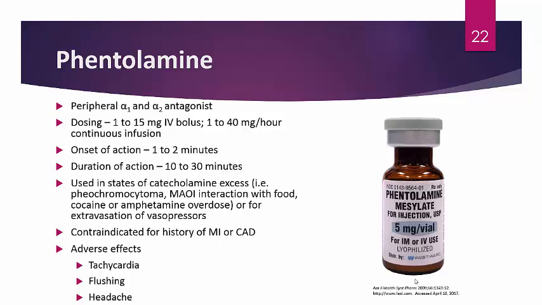The next agent we'll talk about is phentolamine. This is a peripheral alpha-1 and alpha-2 antagonist. It's dosed intermittently as well as a continuous infusion, though the intermittent dose is probably more common. The dosing for the intermittent dosing is 1 to 15 milligrams IV bolus. The continuous infusion dosing is 1 to 40 milligrams per hour. It has an onset of action of 1 to 2 minutes and a duration of action of 10 to 30 minutes. It's traditionally used most commonly in states of catecholamine excess, and this includes pheochromocytoma, which is that catecholamine secreting tumor.